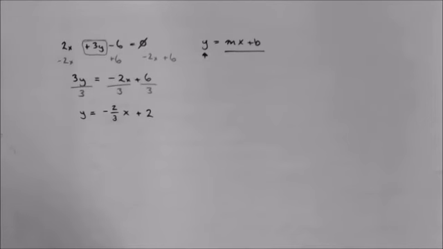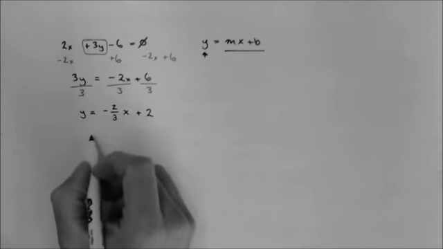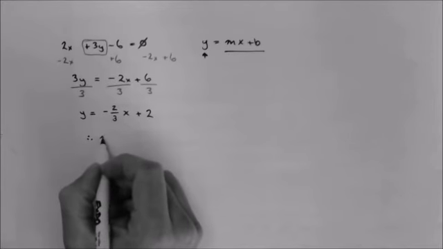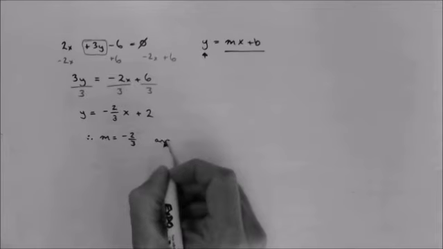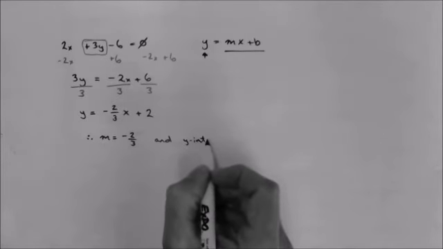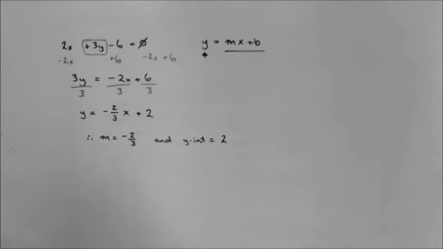So there you have it, y equals mx plus b. You know you have a slope of -2/3 and a y-intercept of 2, and you could easily draw that line. But we're going to go right away into example 2.